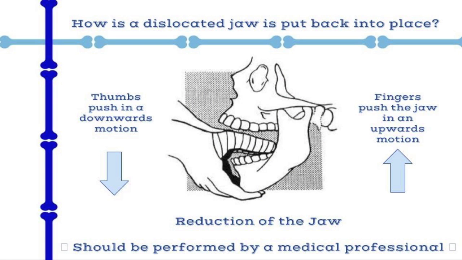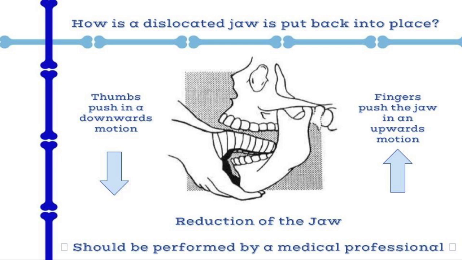How is a dislocated jaw put back into place? After being dislocated, a jaw should be put back into place as soon as possible, as the longer it is left, the more damage can be done. A jaw should be set back into place by a medical professional only, as if done incorrectly, the jaw can be put back into place into the wrong spot or it can be fractured.